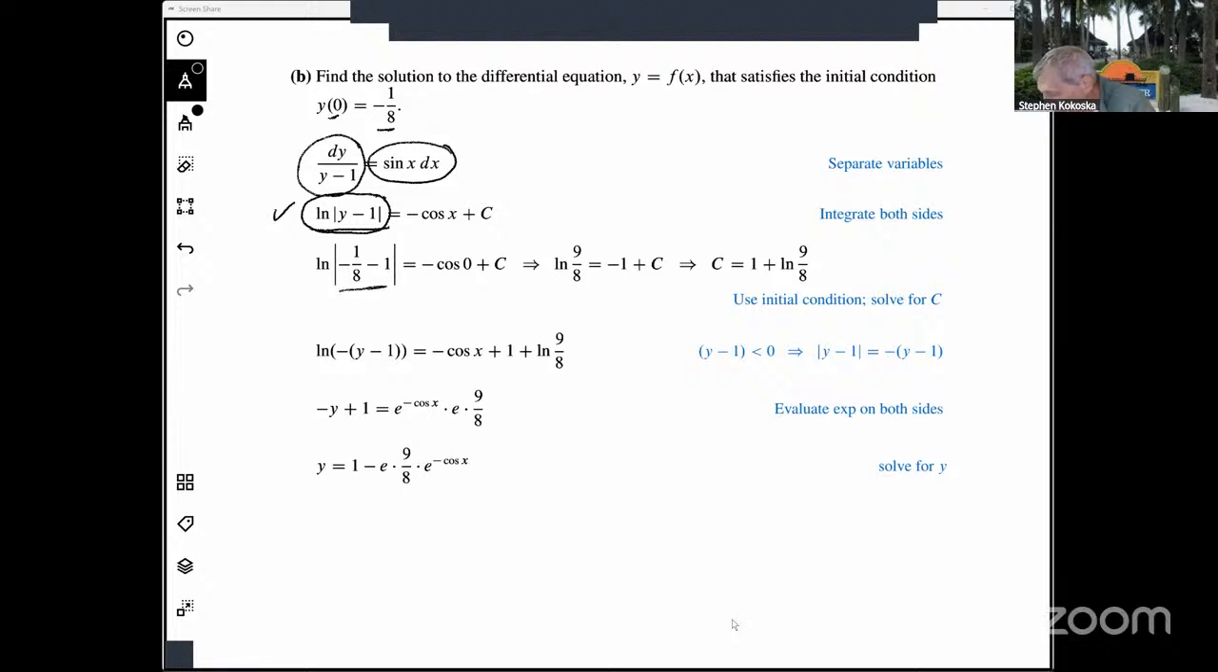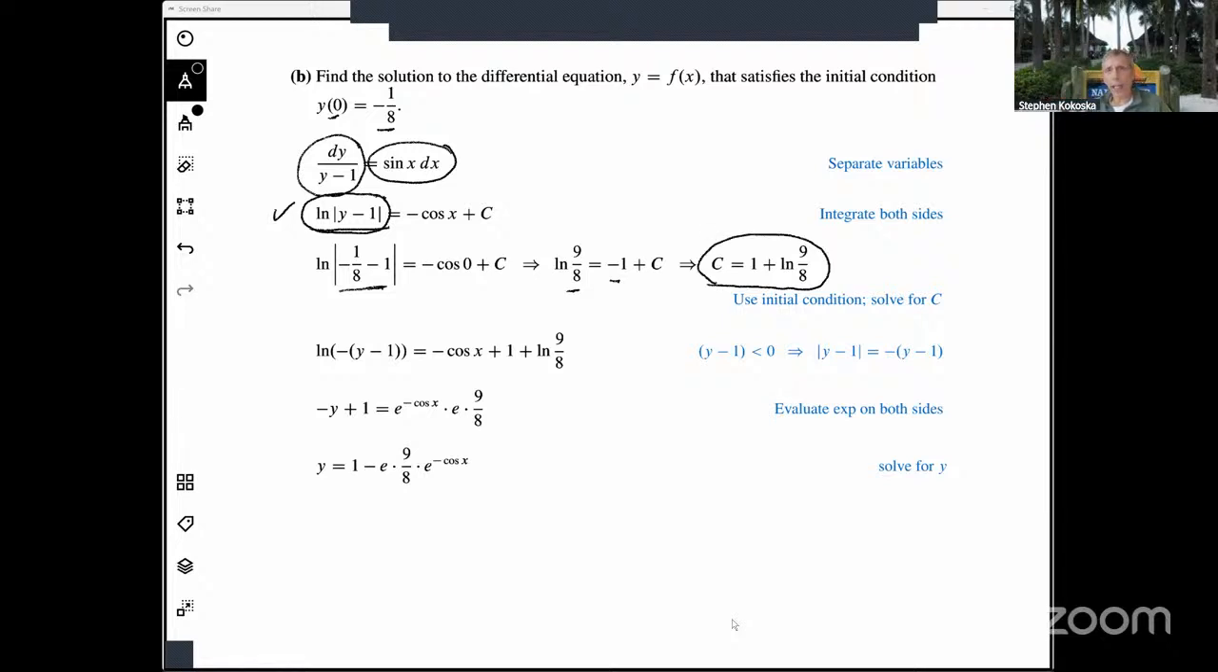Notice when I do that, I get a negative value inside the absolute value, but the absolute value is 9/8. Minus the cosine of 0. Cosine of 0 is 1. There's a minus 1. I solve for c. It's kind of a little unwieldy, but there's the constant c.